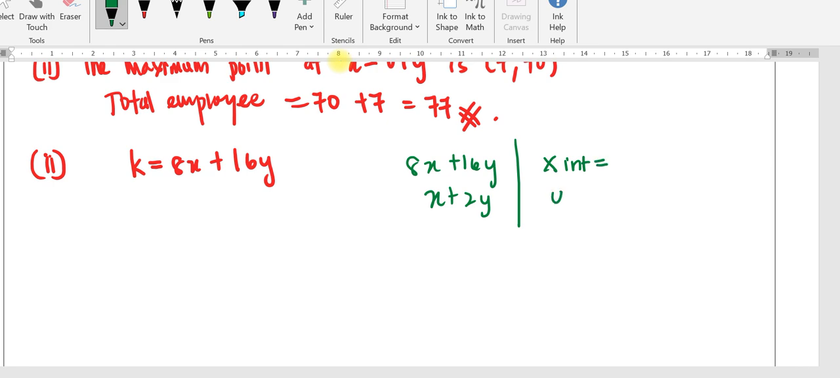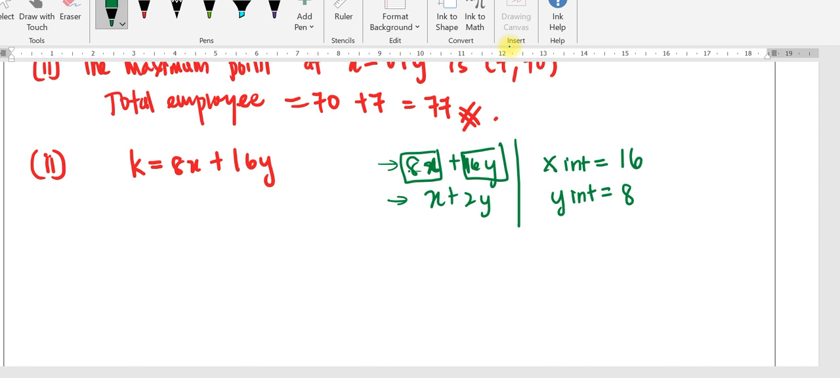X intercept, Y intercept. Okay. You look. You want to use this equation also can, this equation also can. Up to you. You want to take 8 and 16 also can, or you simplify into 1 and 2 also can. You look, at X there is 8, right? At X there is 8, meaning Y intercept you take 8, if you are using the first equation. For the second equation, if you are using 16Y, you look, 16Y is X intercept. Okay, take that 16 at X intercept.